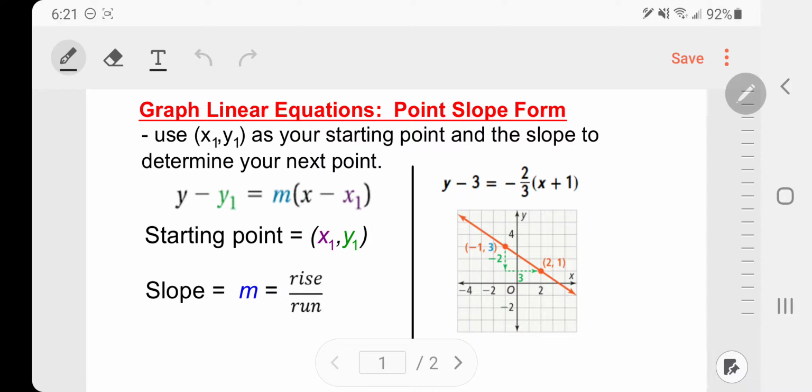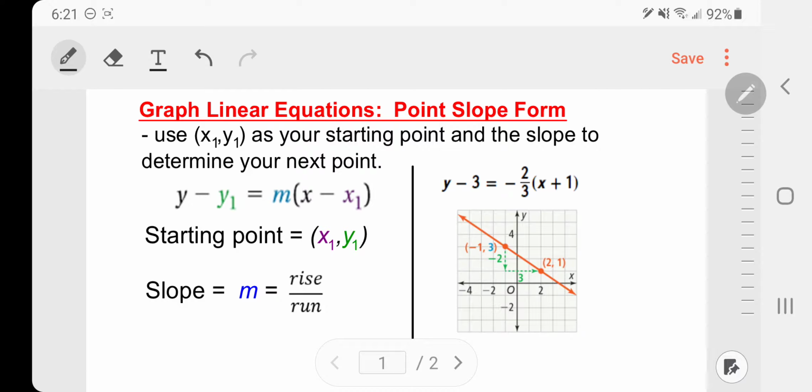What we're doing here is we're going to use the point that's given by our x1 and our y1 as our starting point, and that's going to tell us where we put our first point, and then from there we're going to use the slope, rise over run, to get our second point.